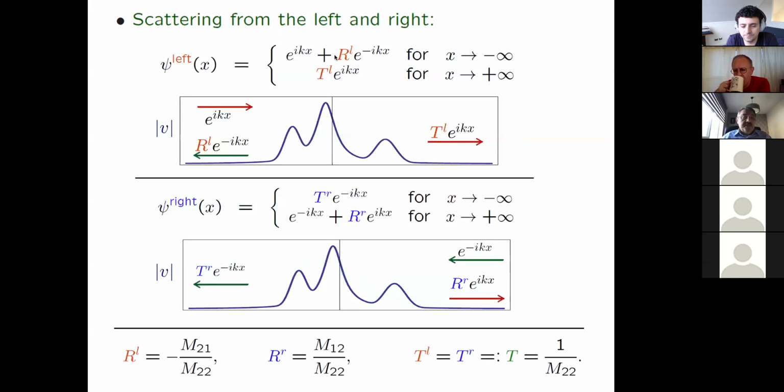And just using these expressions for these scattering solutions and the definition of the transfer matrix, you can connect the reflection and transmission amplitudes from left and right to various ratios of various entries of this transfer matrix. And you can also show that the left and right transmission amplitudes coincide. This is called transmission reciprocity. So this says that if you know what the transfer matrix is, you have the complete solution of the scattering problem in 1 dimension.